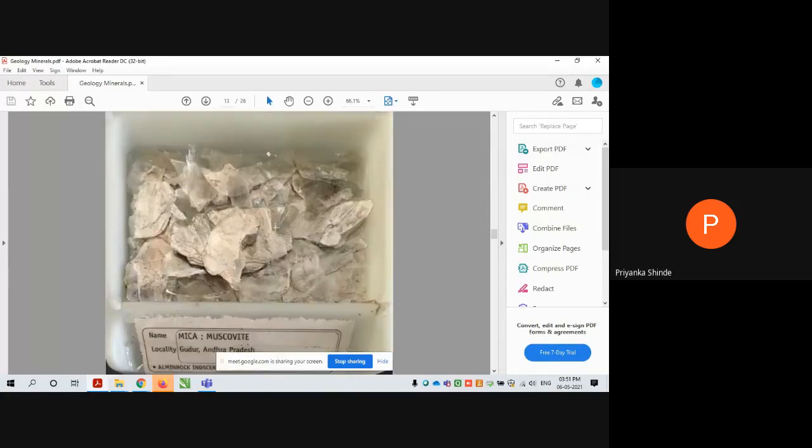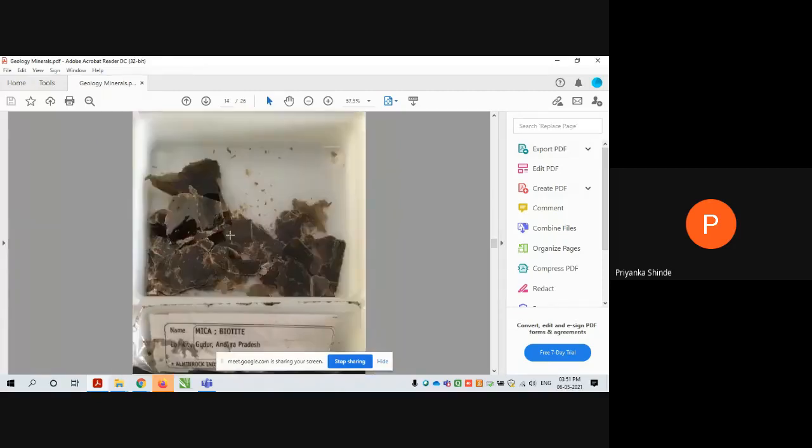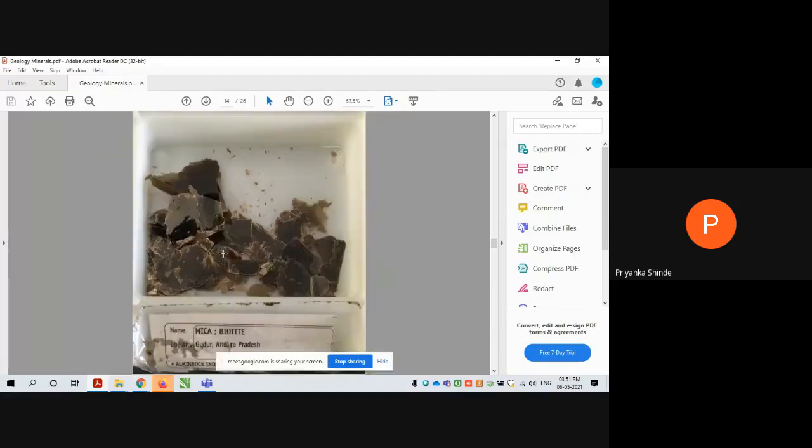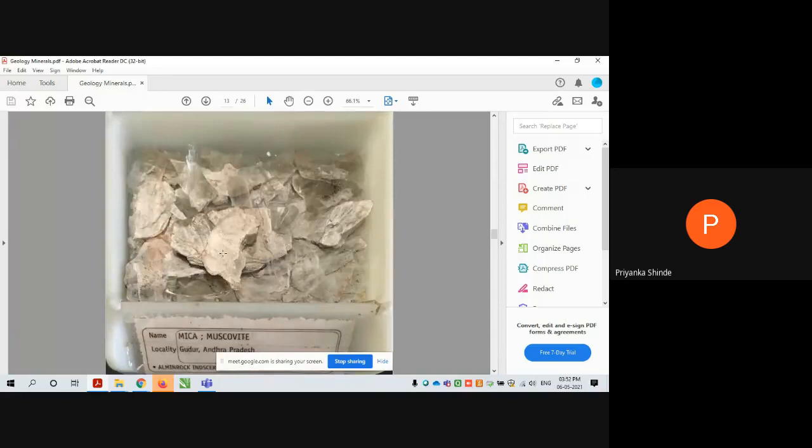In the mica group we have two: muscovite, which is the transparent colorless variety. If you see a single piece of this, it is very thin. Then this is biotite, which is black or brown in color. So these are the two varieties of mica. The special properties, if you talk: the luster is pearly. If you see the surface, it shines like a pearl. It looks like a pearl. So the luster is pearly.